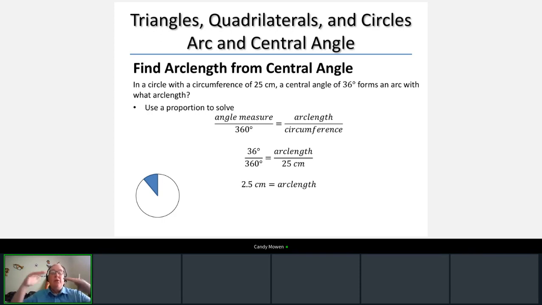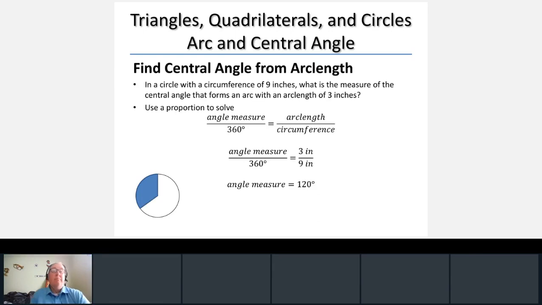So there again, you're going to be relating measurements to the circumference. We're going to be using degrees to length. The angle measurement is 36 degrees. Remember, a whole circle is 360 degrees. That equals the arc length, which we do not know. The circumference is 25 centimeters. We cross multiply and we get 2.5 centimeters equals the arc length.